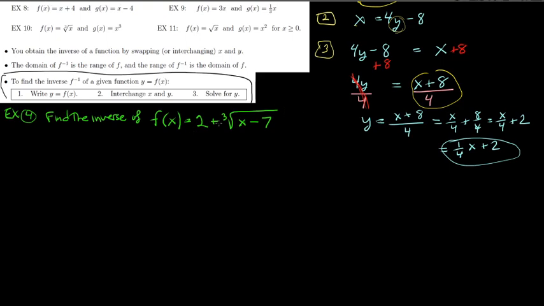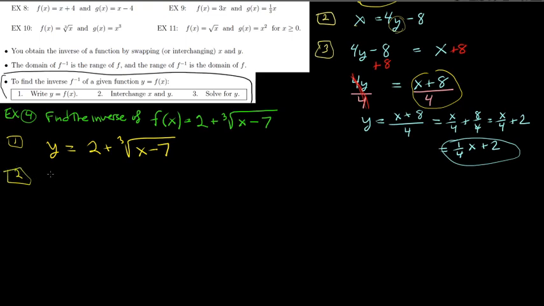All right, so again, this is definitely a more complicated function, but we're still going to be able to find the inverse just by doing these 3 things here. So let's start with step 1. Step 1 is to change f of x to y. So instead of f of x, it's now y, but that still equals the same thing, 2 plus the cube root of x minus 7. Okay, so far?